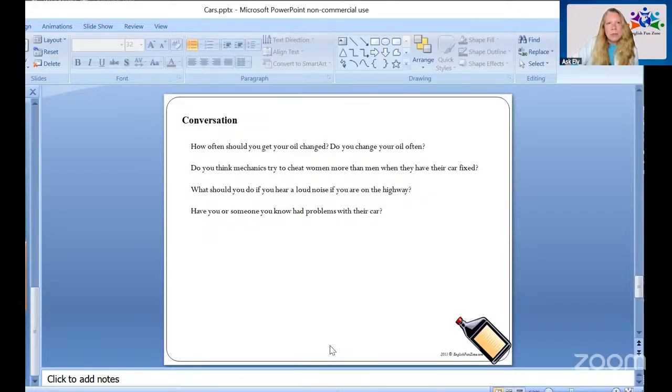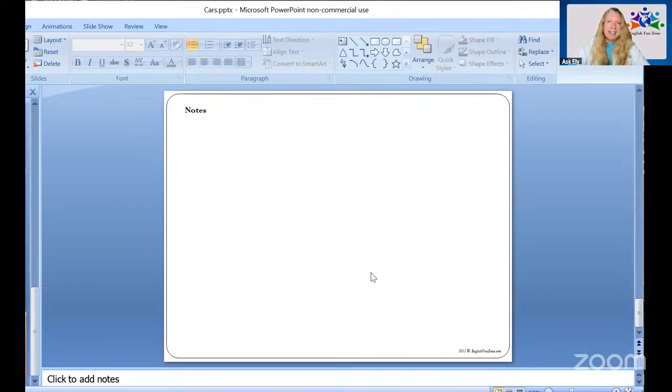What should you do if you hear a loud noise if you're on the highway? Okay, this is with any vehicle. I mean, even if you have a motorcycle, what do you do? You take your foot off the accelerator, off the gas pedal, and you pull over to the side of the road and stop the car, right? And put on your hazards. Don't forget to put on those blinkers, those hazards. That's what you do.